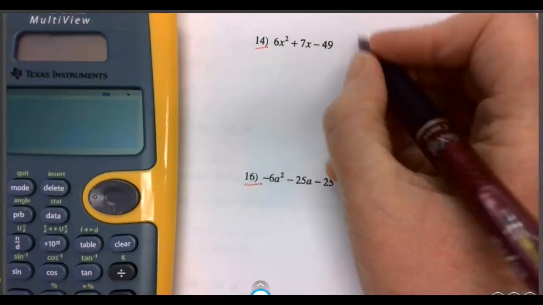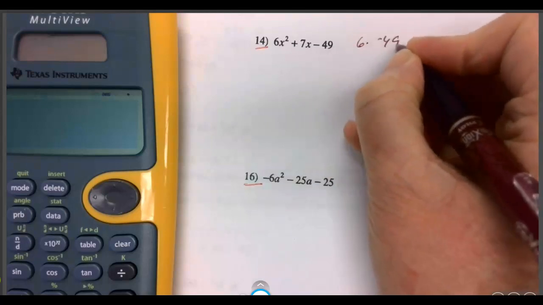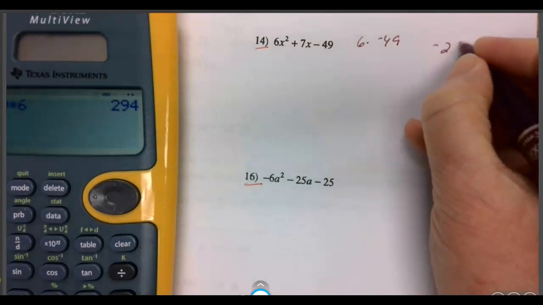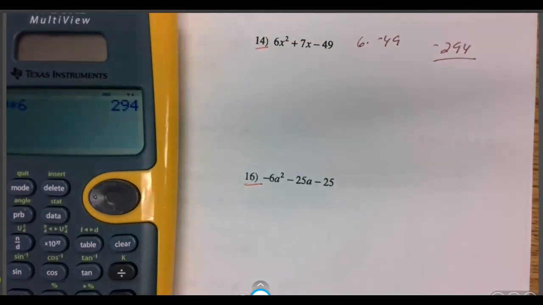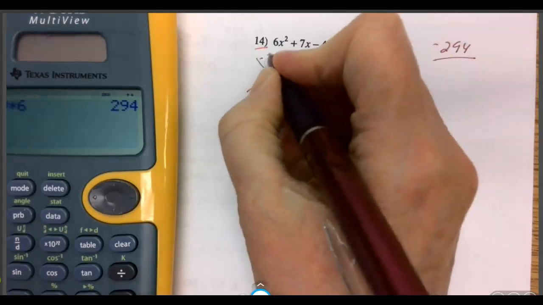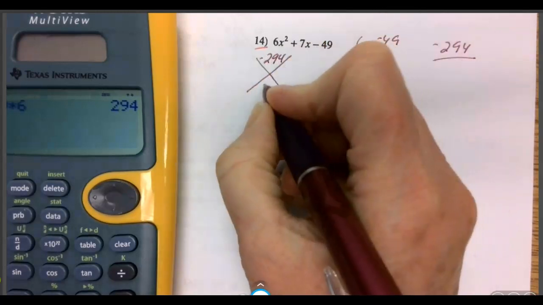We're going to take 6 times negative 49 and we get a negative 294. Now, who wants to list all the factors for 294? Raise your hand. Yeah, nobody does. So we're not going to. Now we're going to do everything else the same. So negative 294, and we want 7.